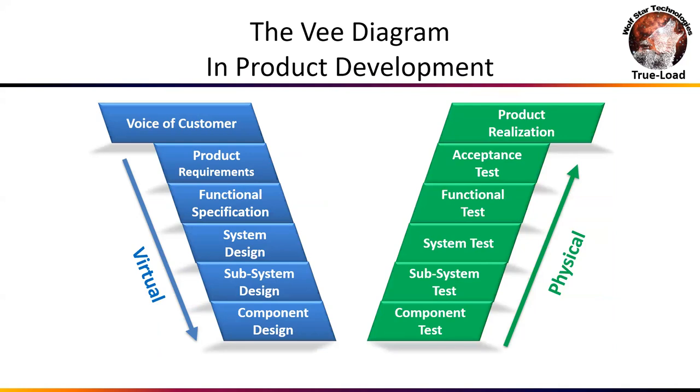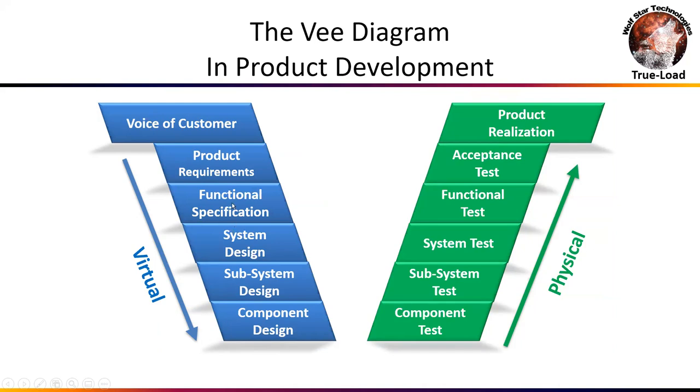So many of you might be familiar with this V diagram in product development. This is pretty common in the automotive industry. And really, the way this V diagram works is you start on the left-hand side here with the voice of the customer, you develop product requirements and functional specs, and then you start coming in to doing system design, subsystem design, and component design. So this is basically you're working in CAD and FEA to do your initial design.